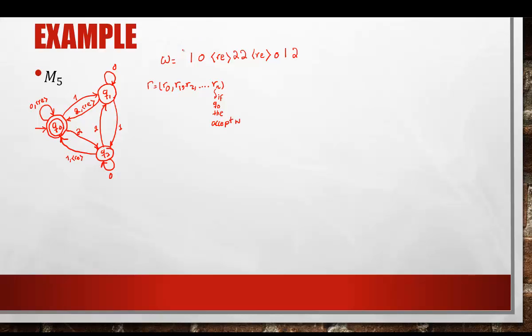So for this we'll basically do this. We start at r sub 0, which we equate to q sub 0. And then we use the delta transitions. And remember, our delta transitions were like this. Delta of q sub i and 0 is q sub i. Delta of q sub i and reset is q sub 0. These were the definitions of the deltas that we did from the last example. And then delta of q sub i and 1 is going to be q sub i plus 1 mod 3. And the delta of q sub i and 2 is q sub i plus 2 mod 3.